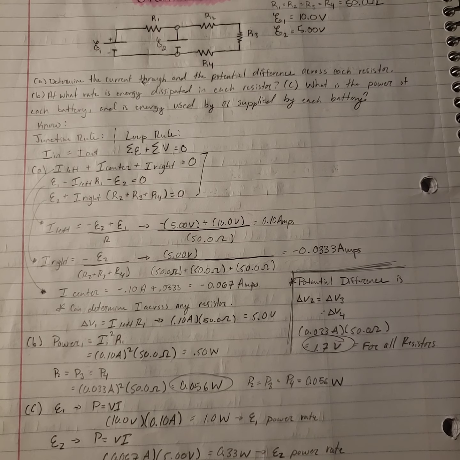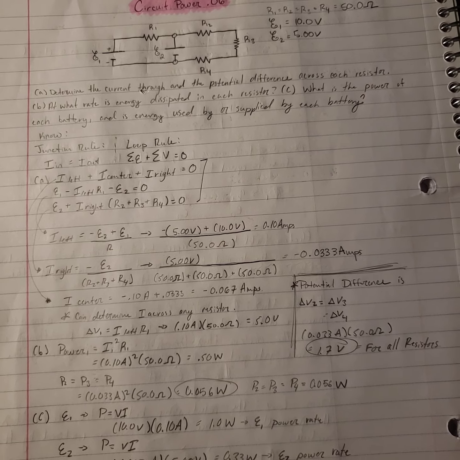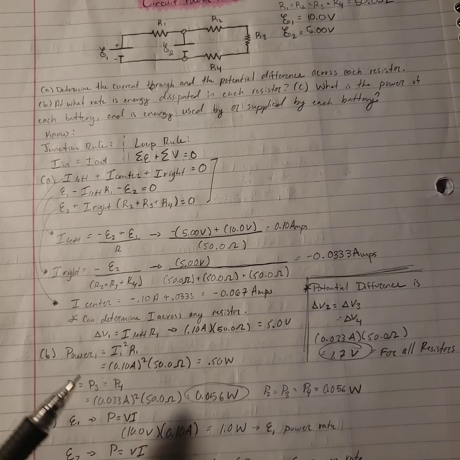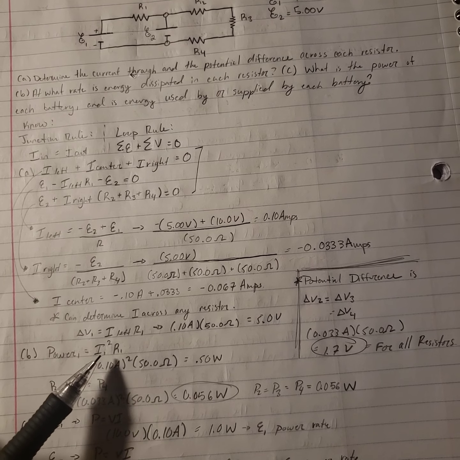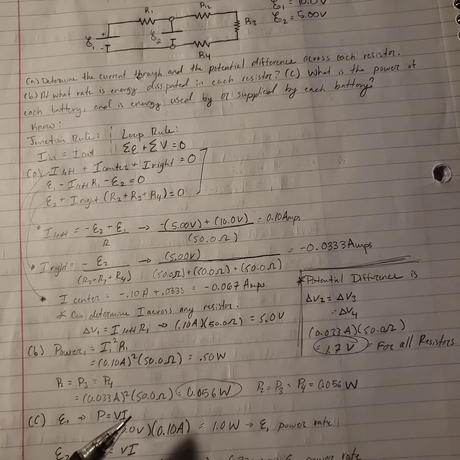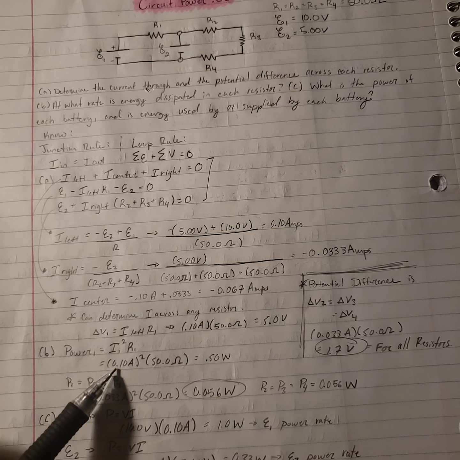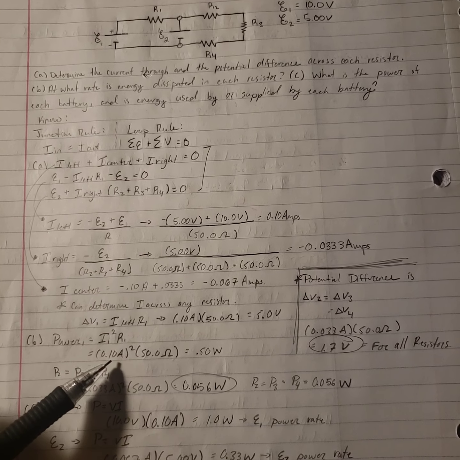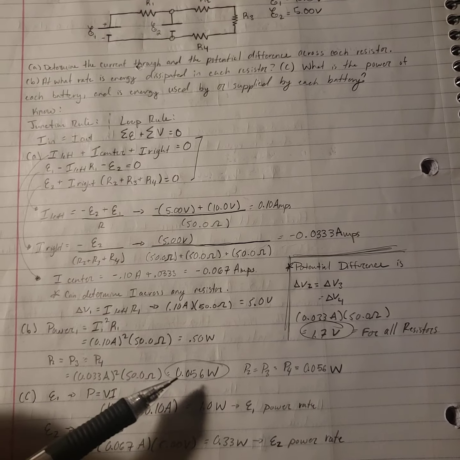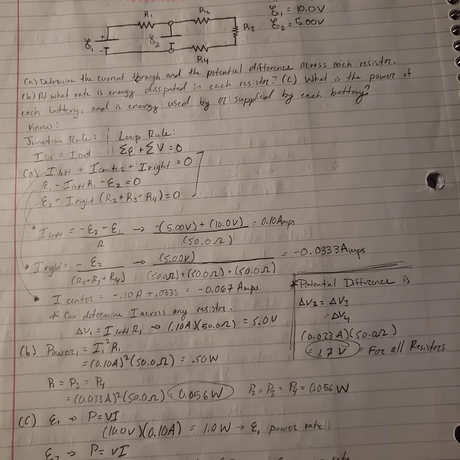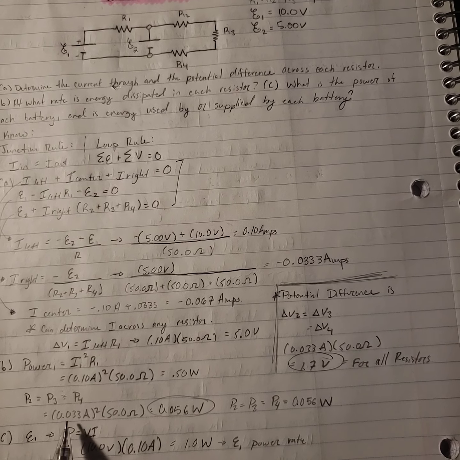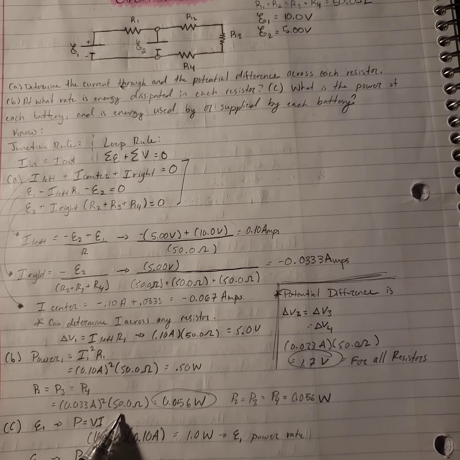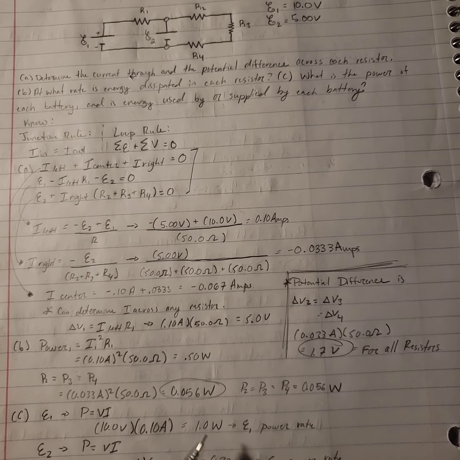For question B, at what rate is energy dissipated in each resistor? We know the equation for power, which is power equal to current squared times the resistance. The current at the left is 0.10 amps squared times the total resistance, which is 0.50 watts. And then the current at the right is 0.033 amps squared times 50 ohms, which is 0.056 watts.